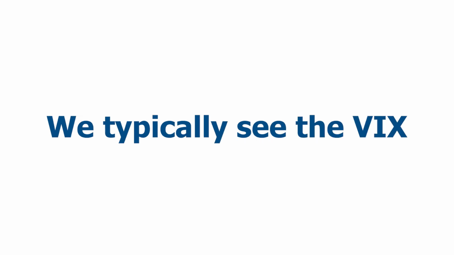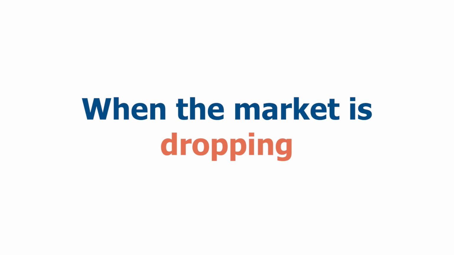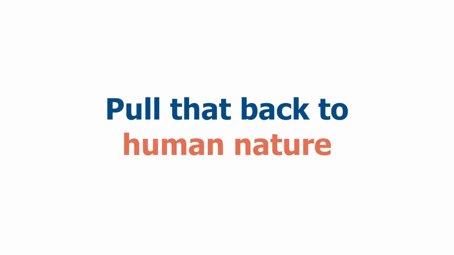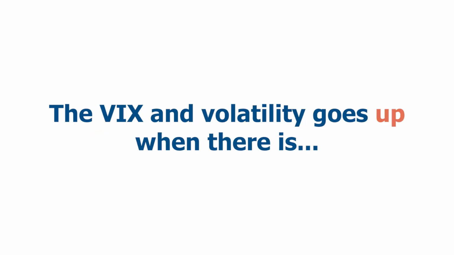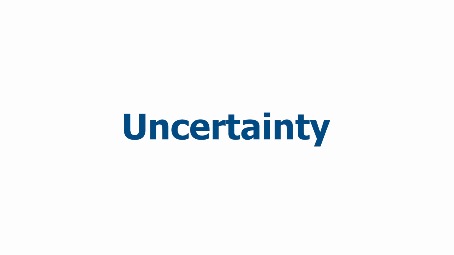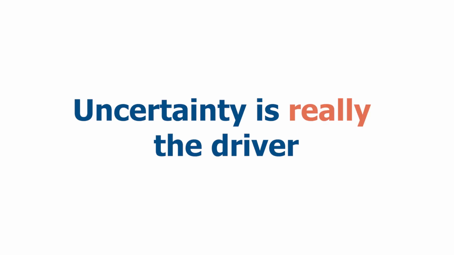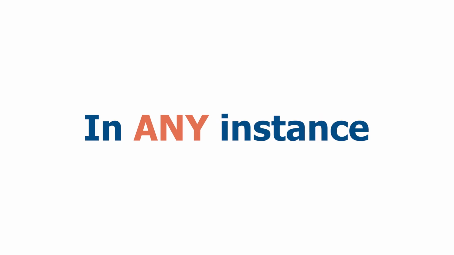We typically see the VIX increase when the market is dropping, and pull that back to just human nature. When the market's dropping, for the most part, the majority of people don't want the market to drop. You get fearful. The VIX and volatility go up when there is nervousness, uncertainty, right? Uncertainty is really the driver of volatility in anything, in any instance.